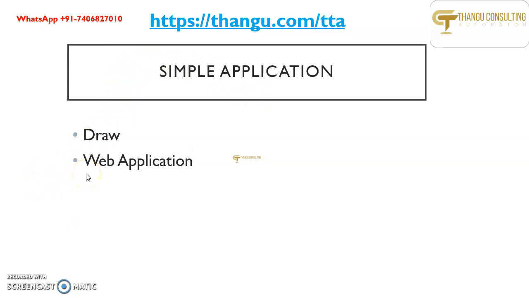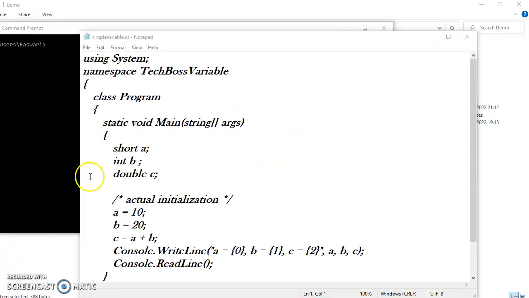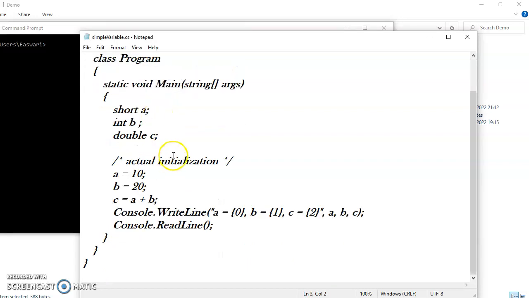Of course we have Visual Studio and all, but I'm going to start with something simple to help you understand the foundations, where you can learn how to code in Notepad itself. So this is a simple program, simple variable.cs, and the namespace. For example, this is a Tech Boss program. So I'm just going to use a namespace TechBoss, and we are going to have a simple program to understand the variables.